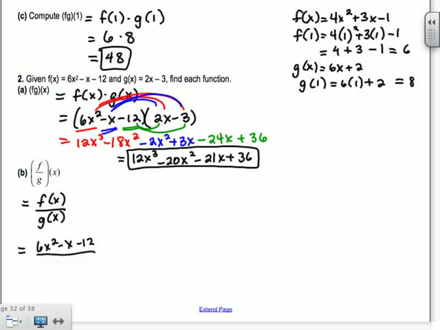So f of x is 6x squared minus x minus 12, and g of x is 2x minus 3. And you know how if you're dividing like 40 divided by 15, you have to reduce. So if I had 40 over 15, I would divide each piece by 5, and I'd reduce it down. Same thing with polynomials. So you want to see if they have factors in common. So basically you want to factor the top and see if it cancels with the 2x minus 3 below.